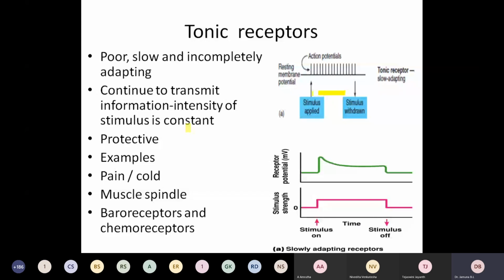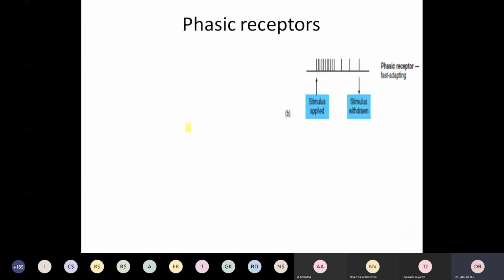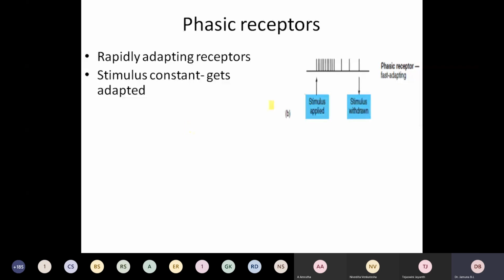So this is one way of adaptation, a slow adapting or tonic type of adaptation. The other one is the phasic receptor. These are rapidly adapting receptors. If the stimulus strength is maintained constantly, after some time the frequency of action potentials generated goes on decreasing. So what is reaching the higher center, the somatosensory cortex, is very less.